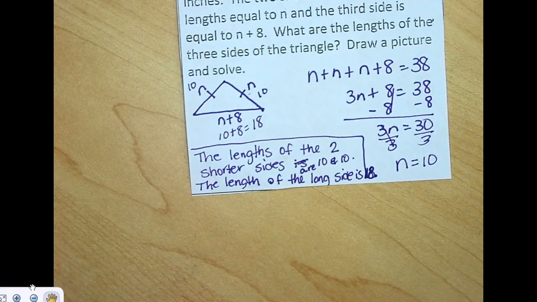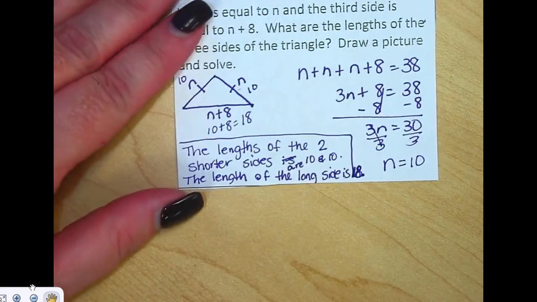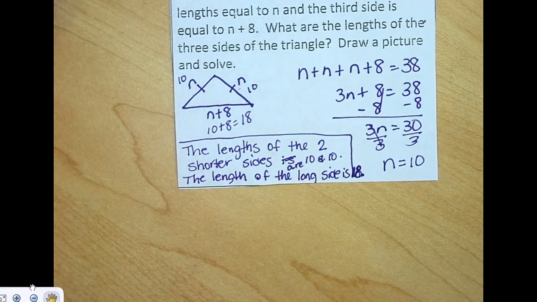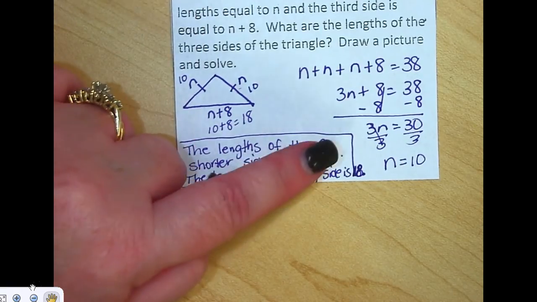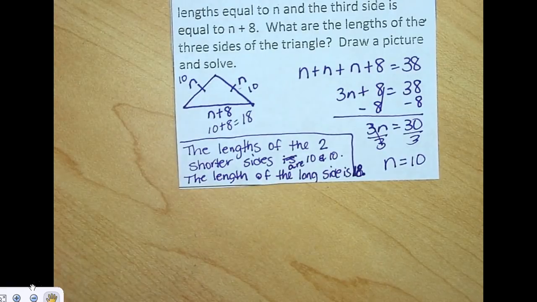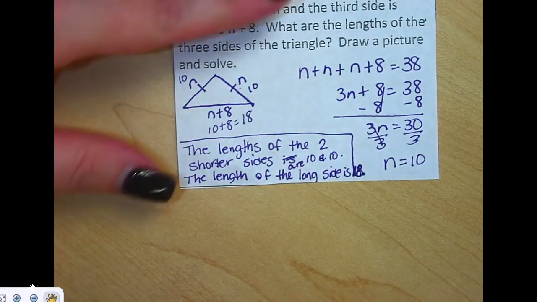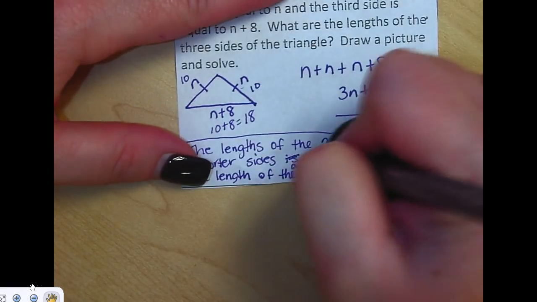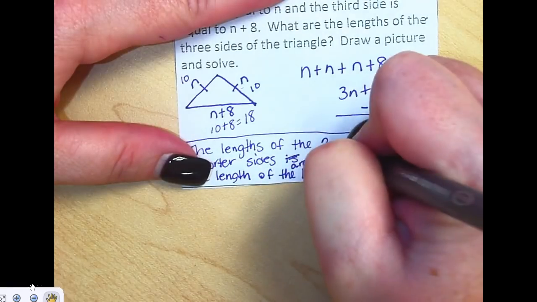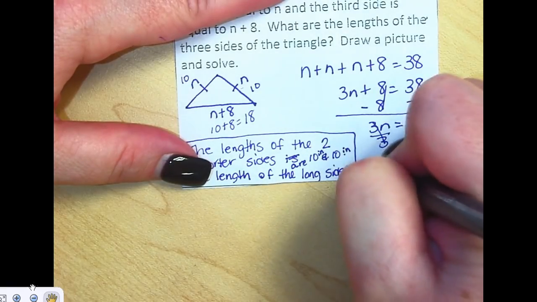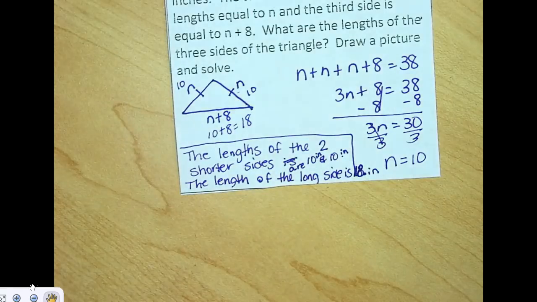We don't know units, right? I can't say inches or centimeters. All we know is a 10, and an 18. Oh, does it say inches? Oh, it does. Okay. Let's put our units in then. The lengths of the shorter sides are 10 inches and 10 inches. The length of the long side is 18 inches.